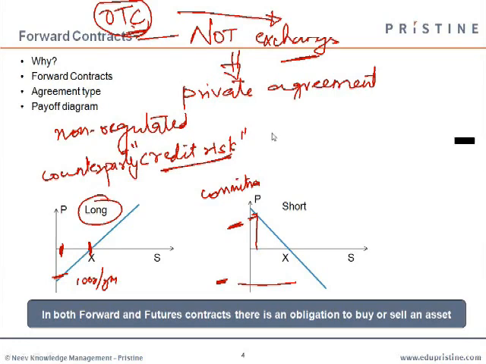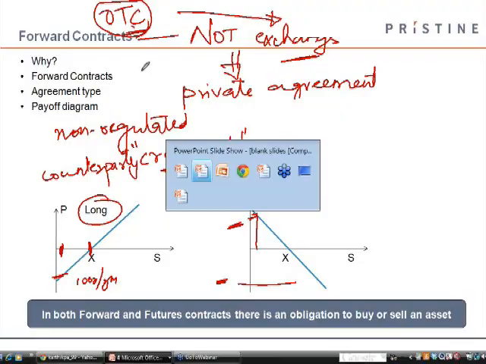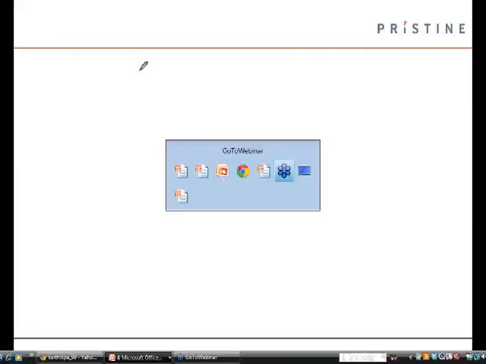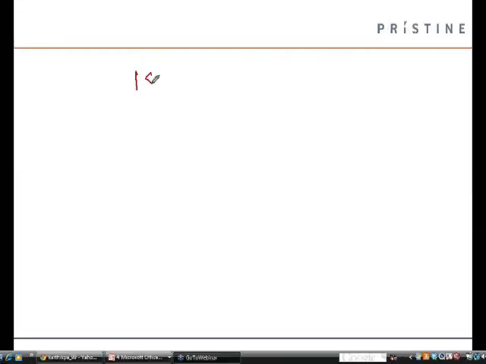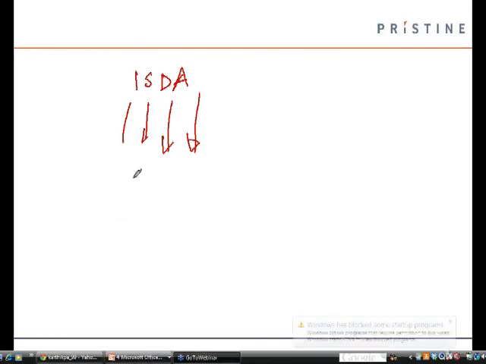Gopal Krishna has a question: who will be the regulator for forward contracts? There are standard regulatory institutions. Probably taking a detour, but since you asked the question, I'll tell you. There is an association called ISDA, the International Swaps and Derivatives Association, and that is supposed to be one of the regulatory agencies trying to look at all private contracts that are executed in the world.